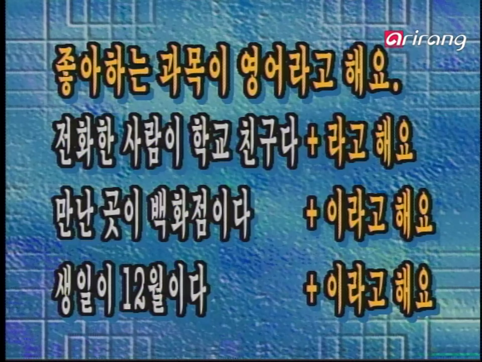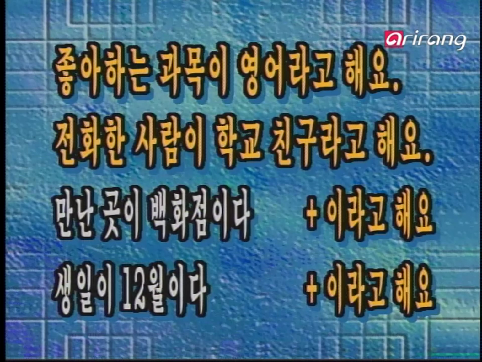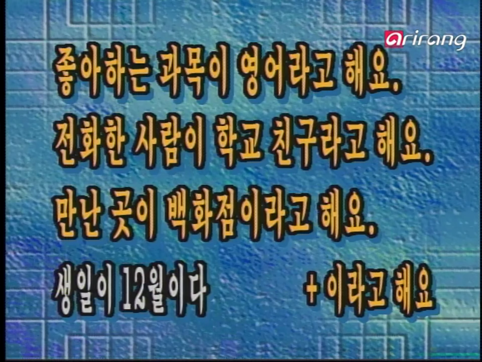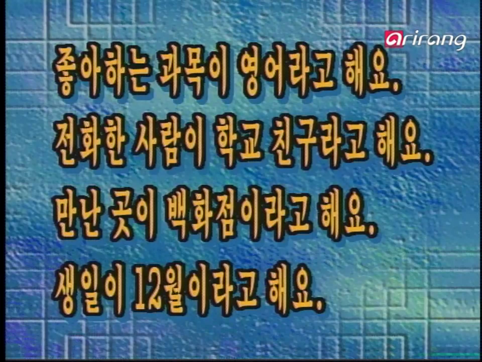전화한 사람이 학교 친구다. This sentence becomes 전화한 사람이 학교 친구라고 해요. 만난 곳이 백화점이다. becomes 만난 곳이 백화점이라고 해요. And the sentence 생일이 12월이다. becomes 생일이 12월이라고 해요. So that's how it works.